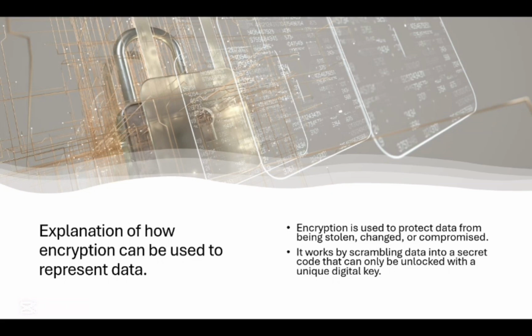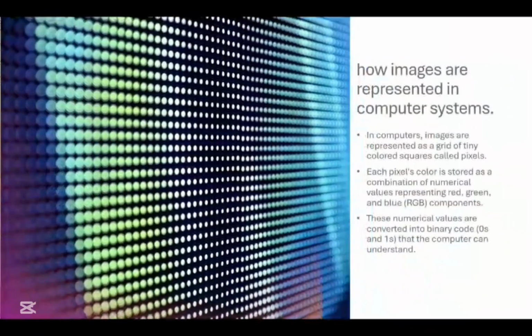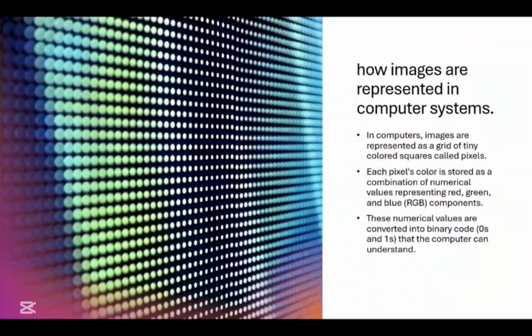How images and sounds are represented in computer systems. Next, we will look at how specific types of media, namely images and sounds, are represented in computer systems. How images are represented in computer systems. First, let's focus on how images are represented. Pixel grid image and text.